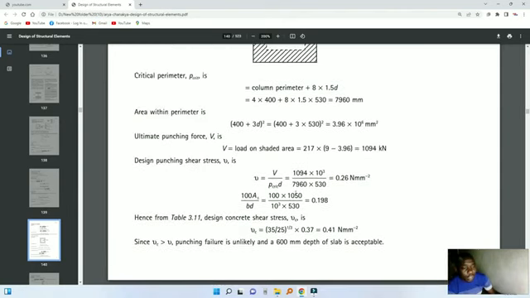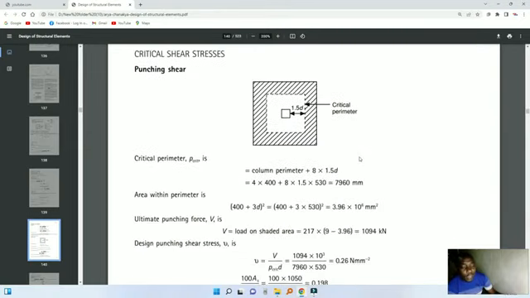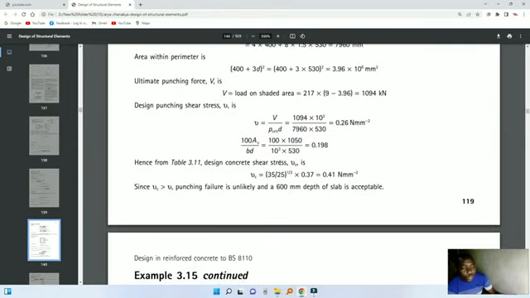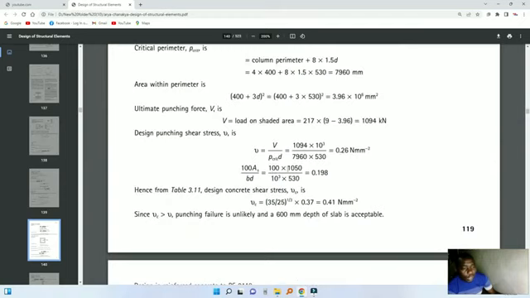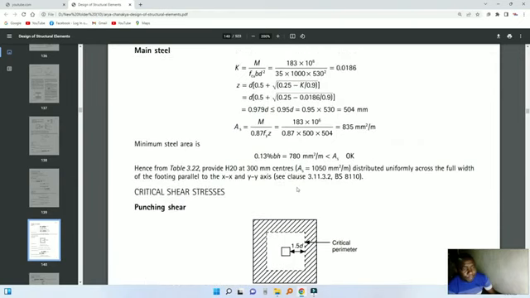Okay, it was 1050. Let's see. Here we came up with this number, right? This is the area that we came up with, the area of steel per meter. Okay, the reason why they chose to use this value here is because this was what they provided. Okay, let's see what they provided here.